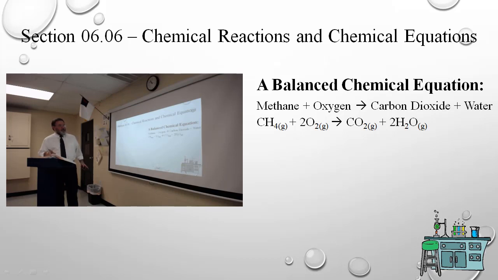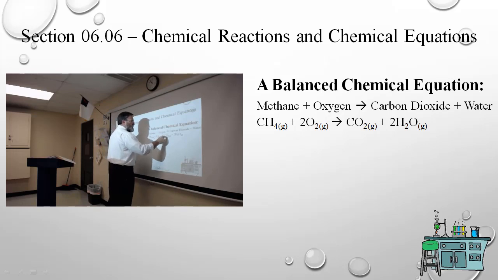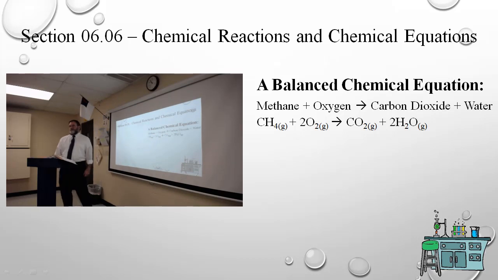So, the balanced chemical equation. Methane and oxygen produces carbon dioxide and water. That is the formula that we came up with. Here's how you think of it. 1 molecule of methane reacts with 2 molecules of oxygen to produce 1 molecule of carbon dioxide and 2 molecules of water. Okay? If I take 1 methane and 2 oxygen molecules and combust them, I will produce 1 carbon dioxide molecule and 2 water vapors.